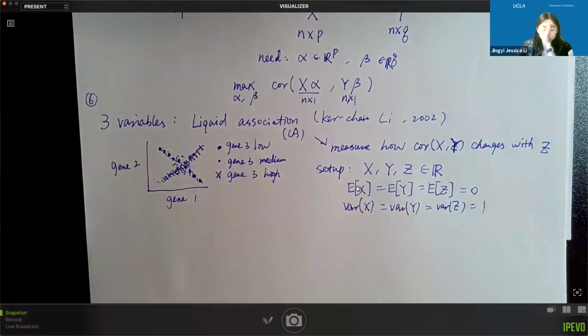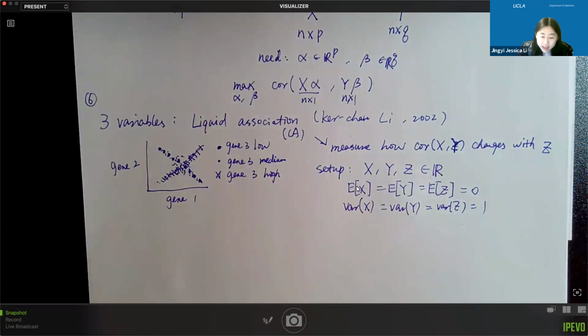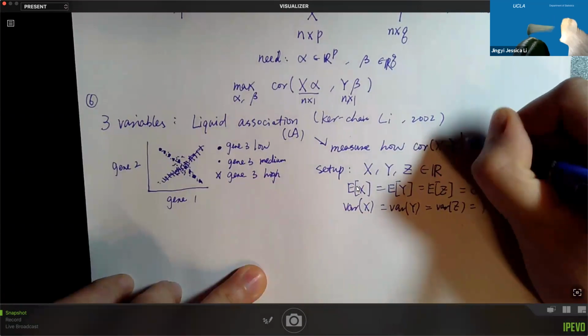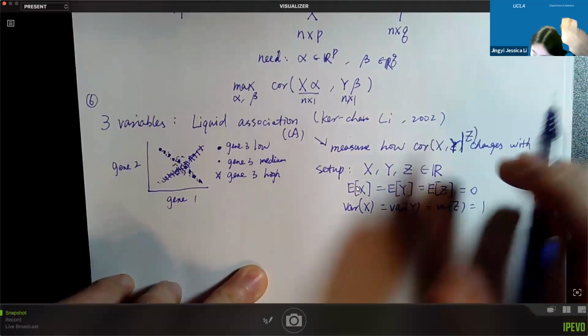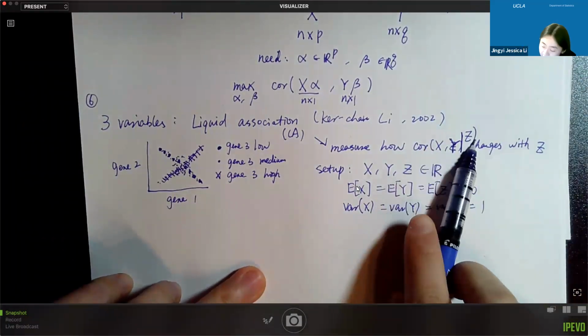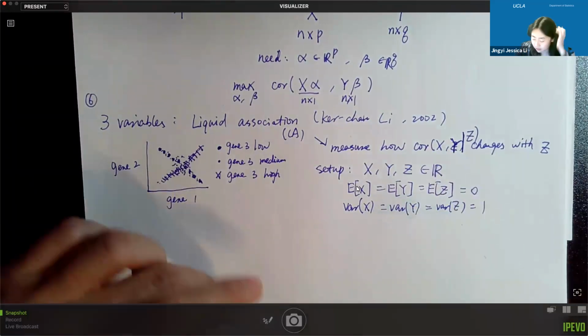Okay, that's the setting. We are making it really simple for us. Now let's think of the correlation of x and y given z. Oh, I forgot to say, this is my mistake: how the correlation of x and y, conditional on z, changes with z. Yeah, this is correct.